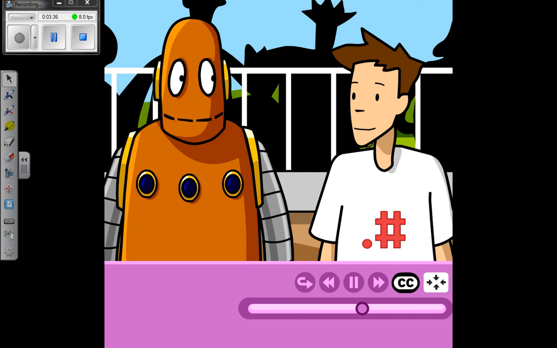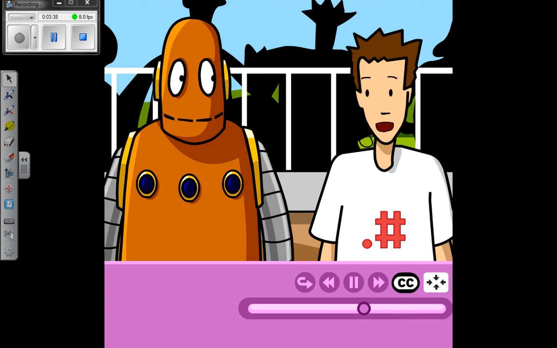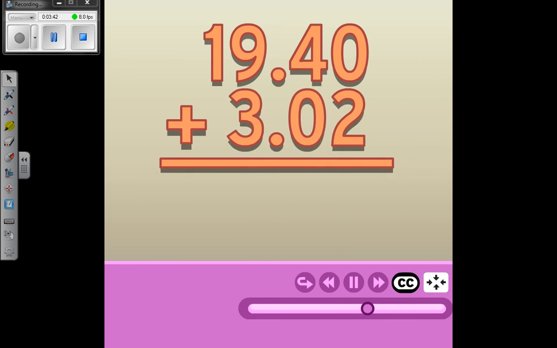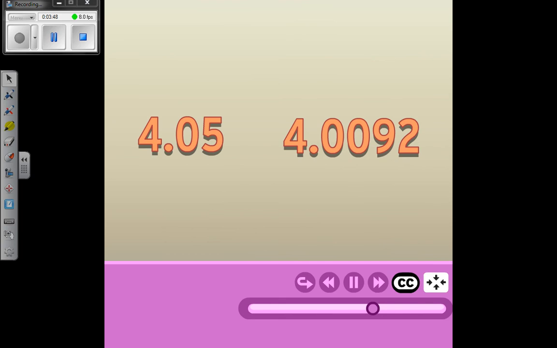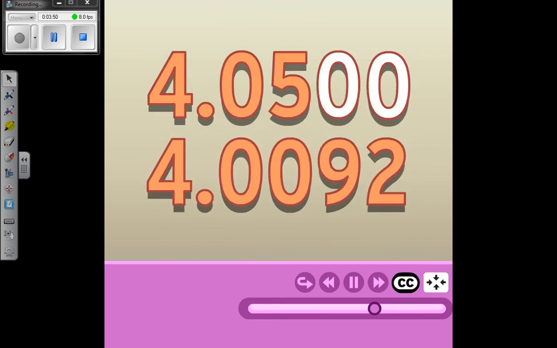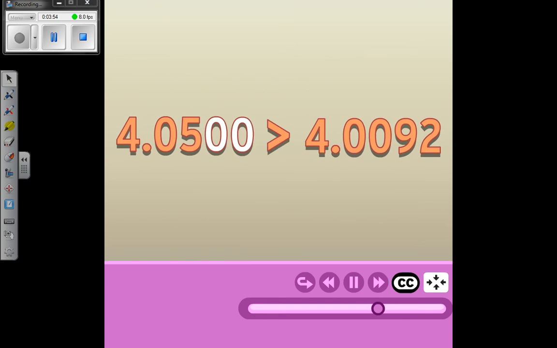You need more reasons? Well, arithmetic is a lot easier with decimals than it is with fractions. As long as you line the decimal points up, you can add or subtract them just like whole numbers. Also, decimal numbers are easy to compare. By adding zeros to the right of the shorter number to make the numbers the same length, you can tell right away which one is bigger.